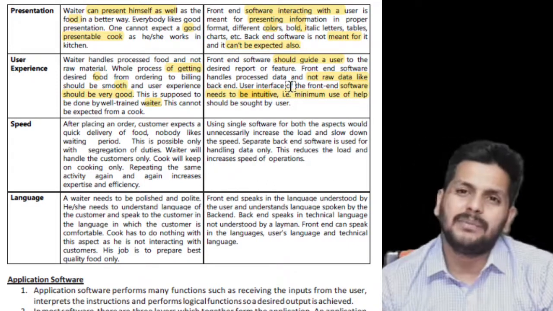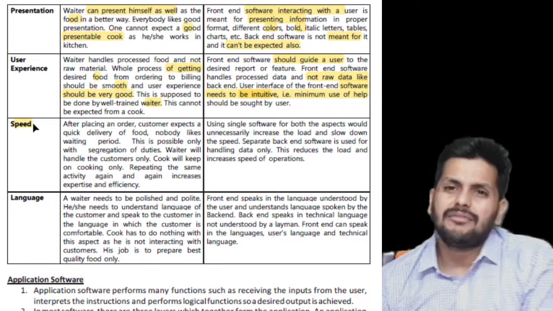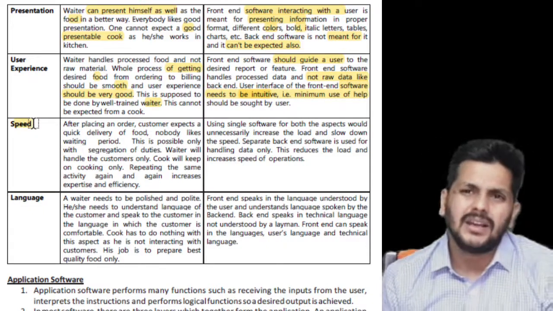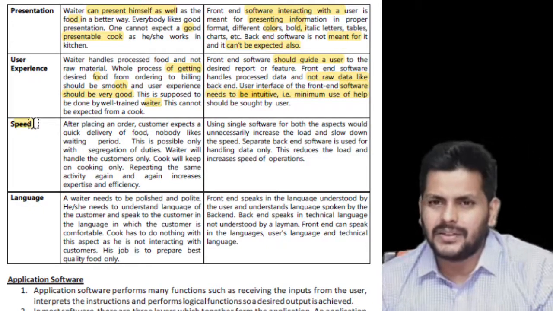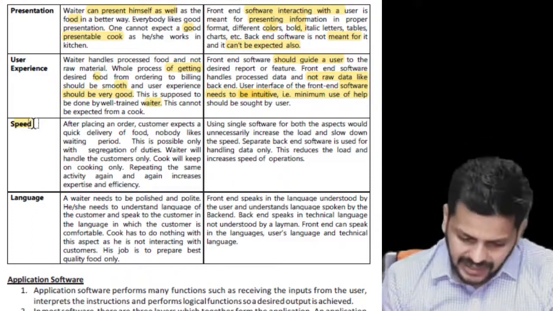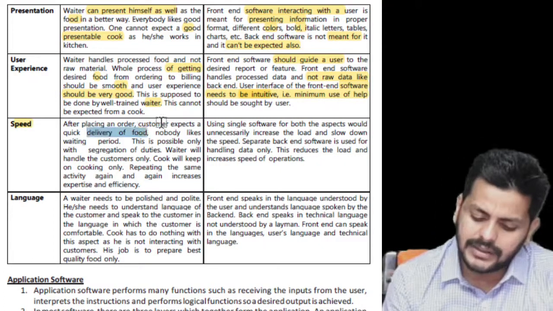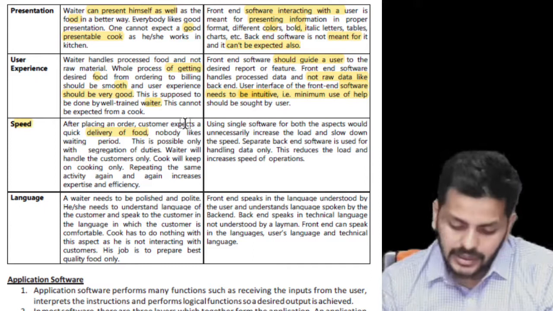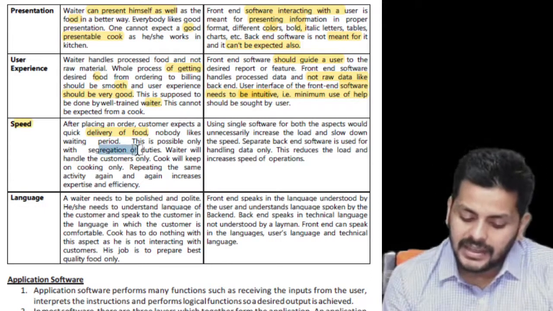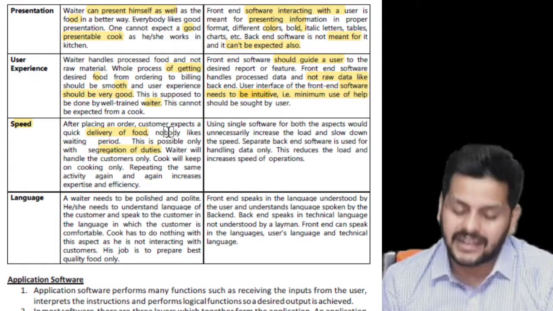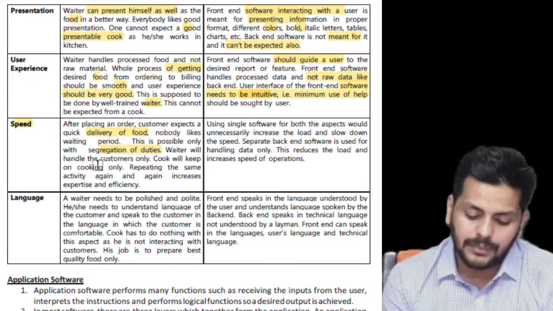The fourth point is a very simple one. It's called speed. Obviously, if one fellow is handling both cooking and delivery, practically it sounds stupid, but also it will take a lot of time. After placing the order, the customer expects a quick delivery of food. Nobody likes a waiting period. This is only possible when there is segregation of duties. The waiter will handle customers only, the cook will keep cooking only.